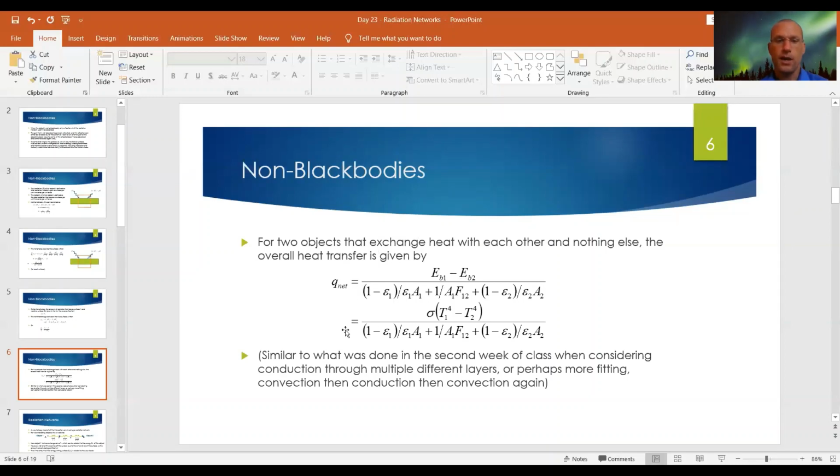So again, this is similar to what we did for conduction through multiple layers, or maybe in this case it's more appropriate to call it convection on one side, conduction through the surface, and convection on the other side. But again, total resistance for two objects, you need to make it off the surface, you need to make it to the second object, you need to make it into that second surface.